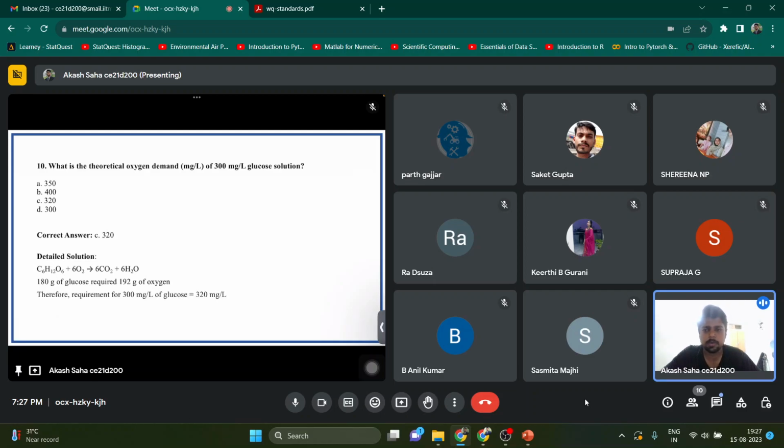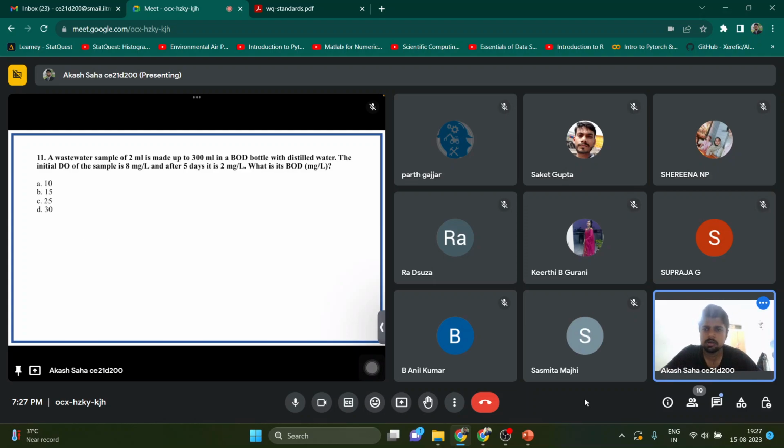So for the requirement of 300 milligram per liter of glucose, we will require 192 by 180 into 300. That is 320 milligram per liter. I hope it was a very simple numerical. So the next question. If you have any doubt regarding the previous question, please let me know.